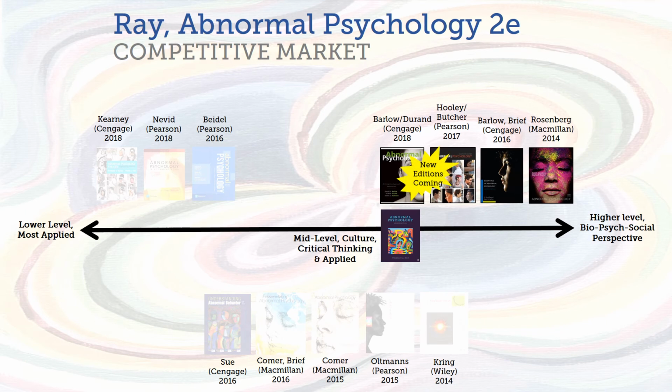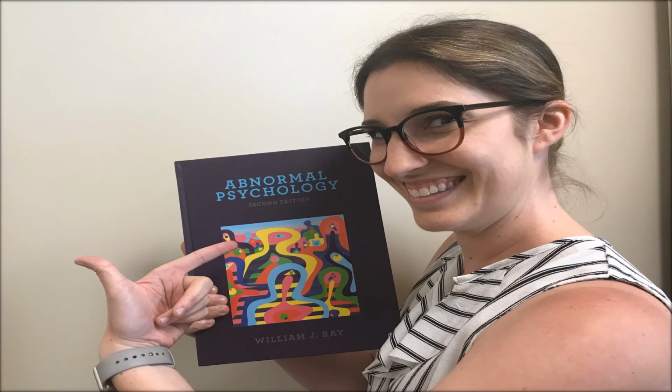And at the higher end of the market, Rosenberg, Barlow, and Hooley Butcher are major targets since, like Ray, they emphasize the biopsychosocial approach. We've also learned that Barlow Durand and Hooley Butcher have new editions coming out for 2017. And remember, when you think of Ray's Abnormal, think of Abby Normal.